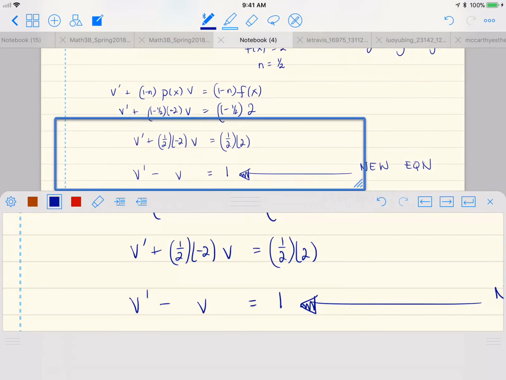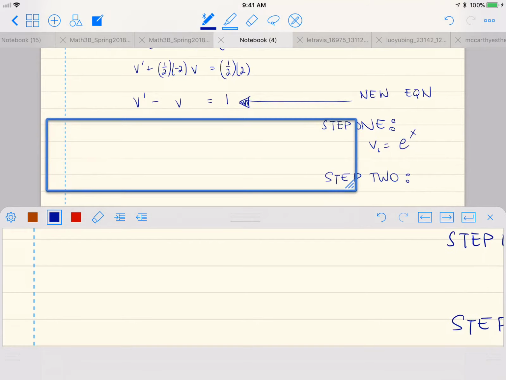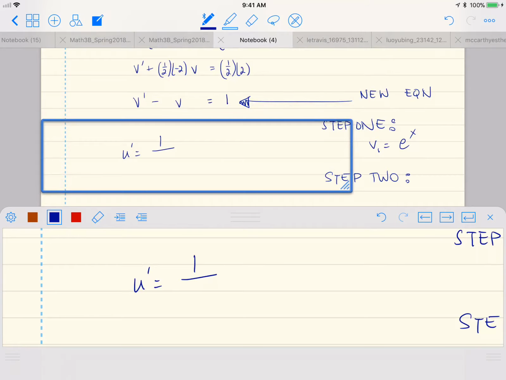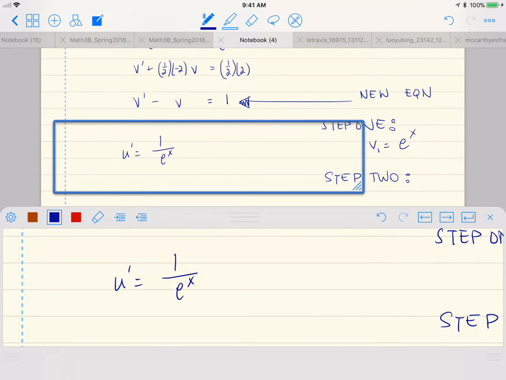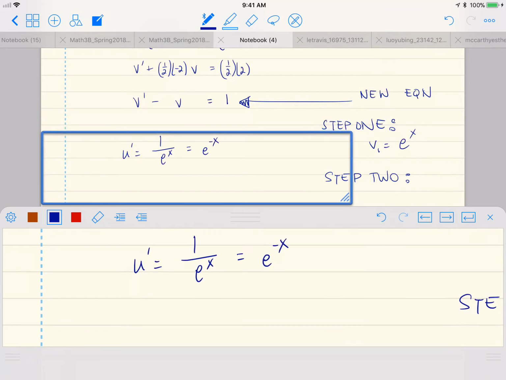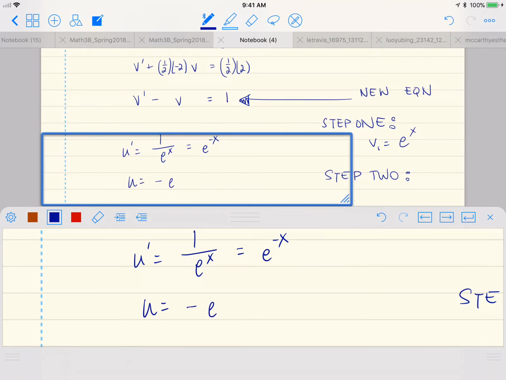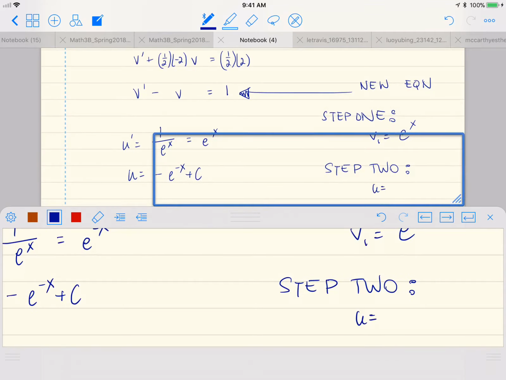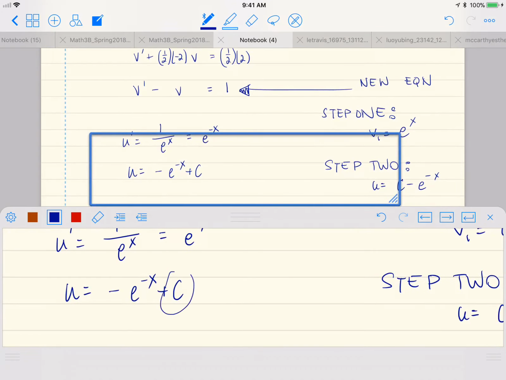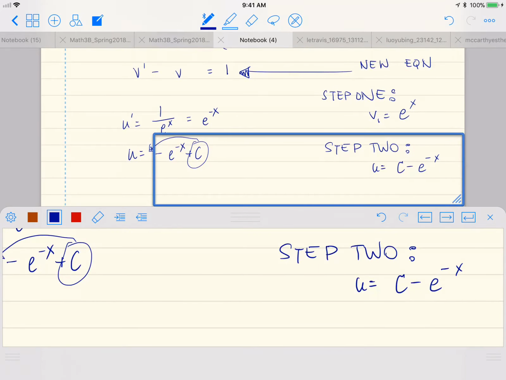let's see here. So for step 2, we need to solve u prime equals 1 over e to the x, which is e to the negative x. And if u prime is equal to e to the negative x, u is equal to negative e to the negative x plus a constant. So again, I'm doing this kind of fast, but I want you to make sure that you are understanding each step and you're supposed to be doing it yourself and then verifying that we get the same answer. Notice I just rearranged this and put the c in front. So it's c minus e to the negative x.